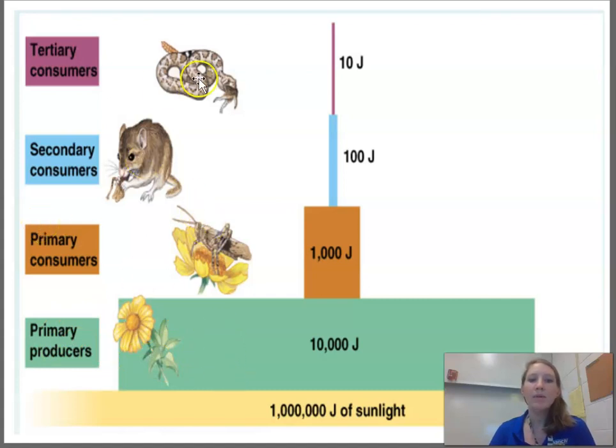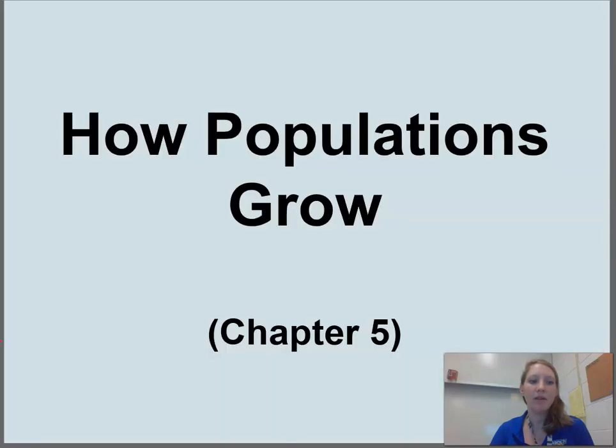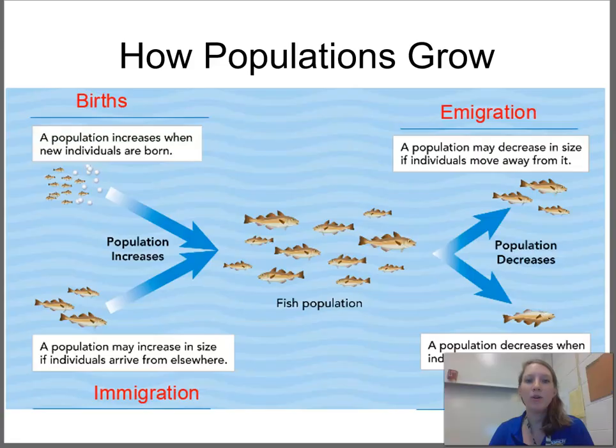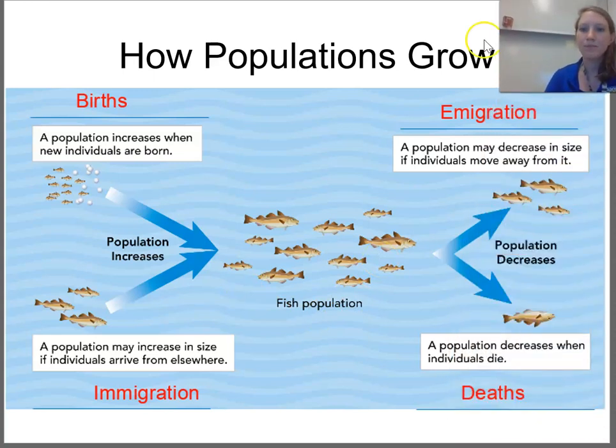So we're going to look at what happens when these different populations of secondary consumers or tertiary consumers change. What happens to the balance of our population? Remember, a population is a bunch of individuals of the same species. So if we take a fish population, just a normal fish population, we're going to look at how that population grows, if it gets bigger or if it gets smaller.